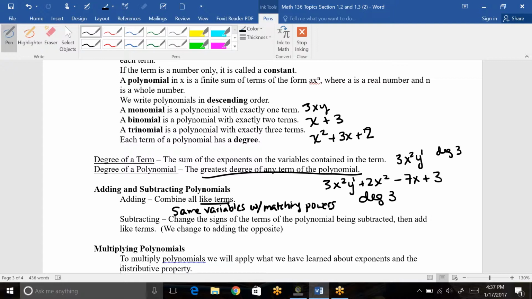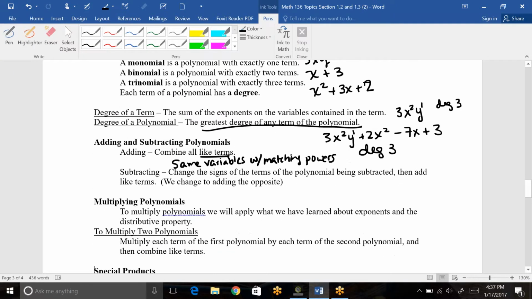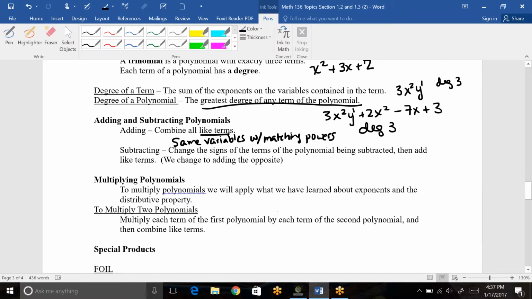And subtraction is just when you do the opposite of adding. So if you had plus 3, subtraction would be like minusing 3 from that. So we'll see some examples of this. Usually we just distribute that negative and change the whole problem to just adding the opposite.